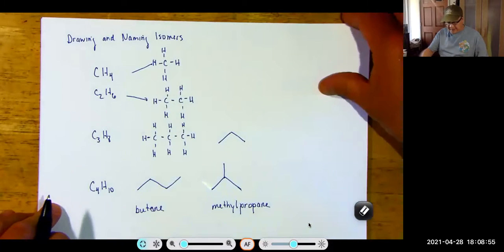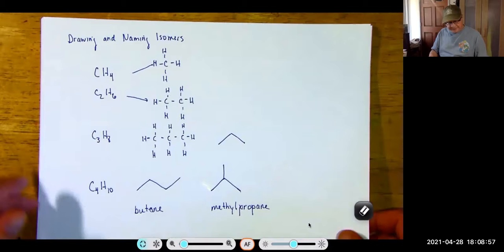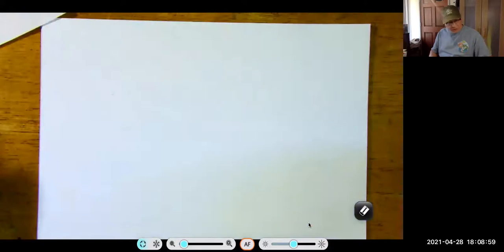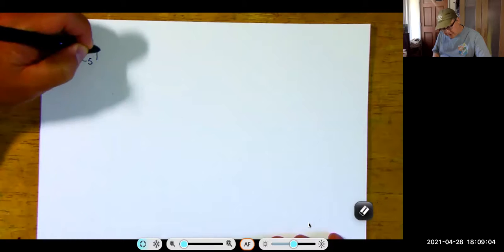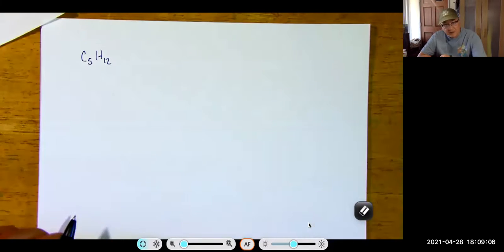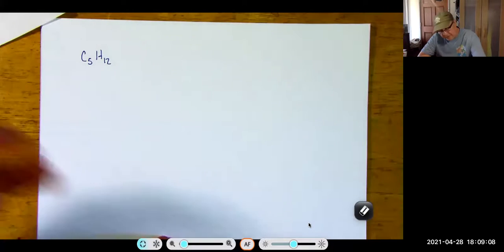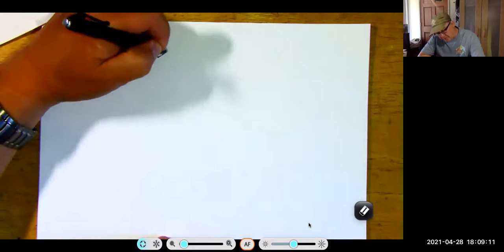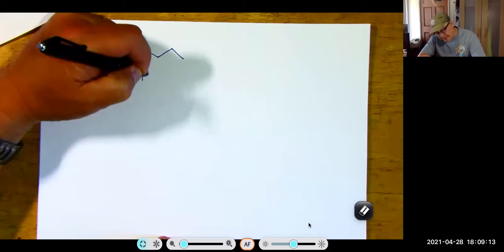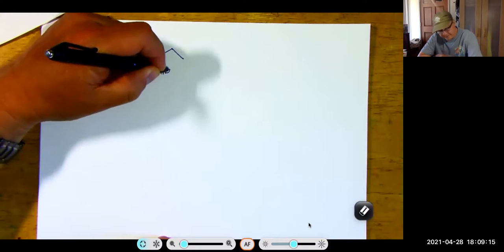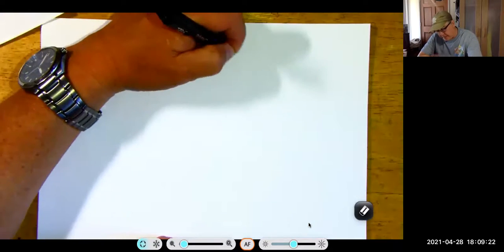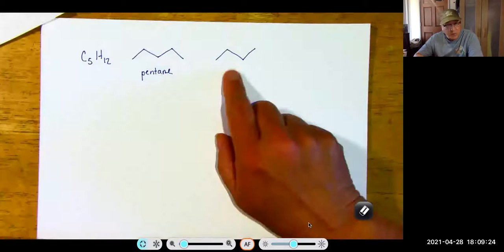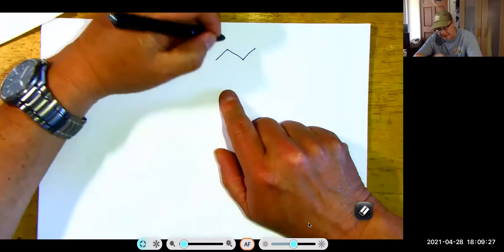Okay, so we're about to turn things up a notch. We're still going to work with alkanes, so we're going to do C5H12. So if I want to draw the easiest isomer, I'm going to draw 5 carbons in a row. And this would be called pentane. Now to get to the isomers, what I'm going to do is I'm going to draw 4 carbons in a row. And I'm going to put one more carbon onto this somewhere. And it's going to be right there.